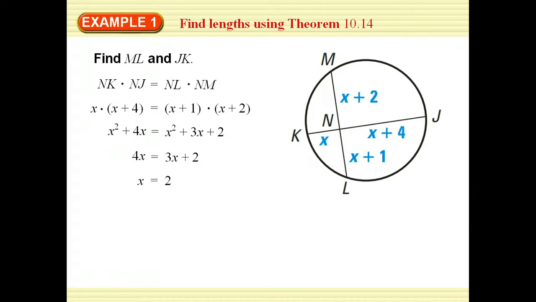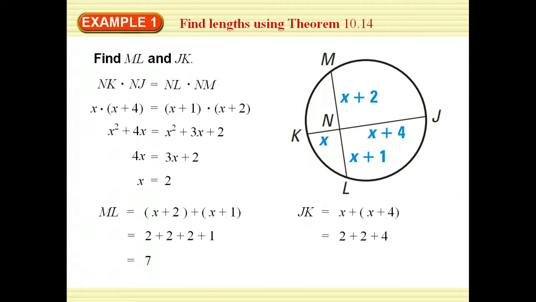But that doesn't answer our question, so we need to plug in. Remember that ML is equal to x plus 2 added to x plus 1. So we're not going to multiply them now, we're adding them to get our total length. We plug in our numbers and find out that ML is 7. In order to get KJ or JK, we add its two parts, x and x plus 4. We know that x is 2, so that comes out to be 8.